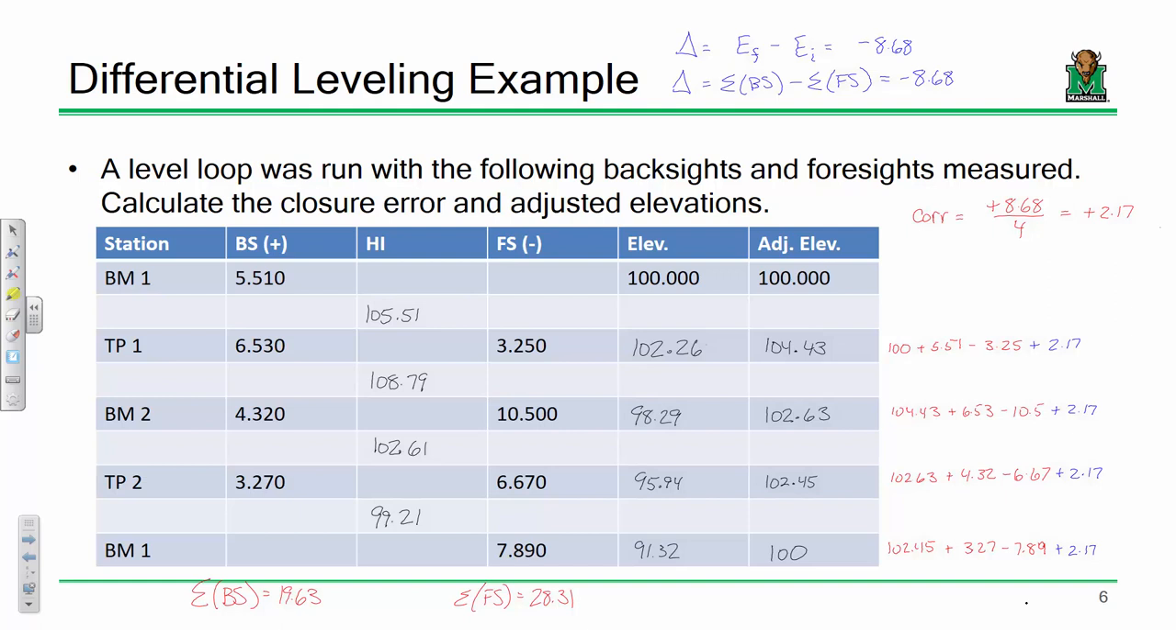Yeah. The correction, you have a positive 8.68. So, look right here. Our error was negative because we started at 100. We shouldn't end at 100, so it's too low. So we have to add to that. So if this was like 106, right? So our error would be positive, but the corrections would be negative to bring it back down. So you're always just going in the opposite direction of your error. Does that make sense? Is everybody okay with that?